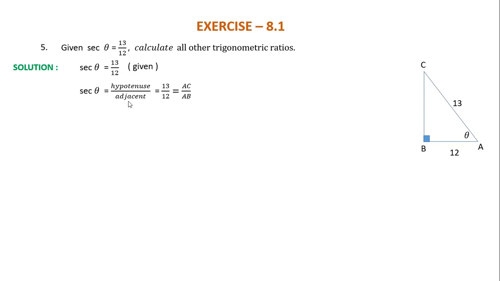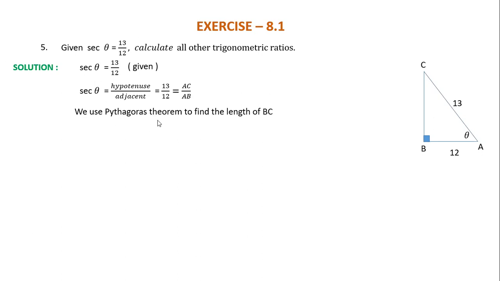Hypotenuse is 13, adjacent is 12. As per this figure, hypotenuse is AC and adjacent is AB. So 13 upon 12. Now, we use Pythagoras theorem to find the length of BC. If you see what we have done, almost every question has the same pattern. You only know the ratio, two sides will be given, calculate the third side and write the remaining ratios, whichever ratio you are in need of.